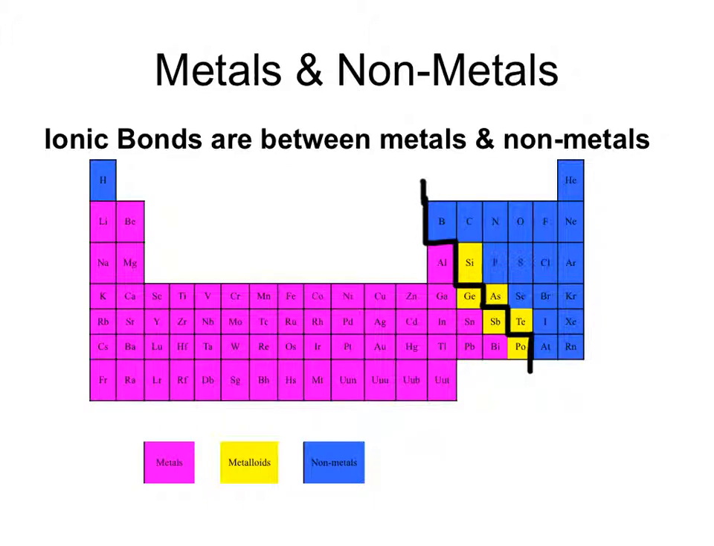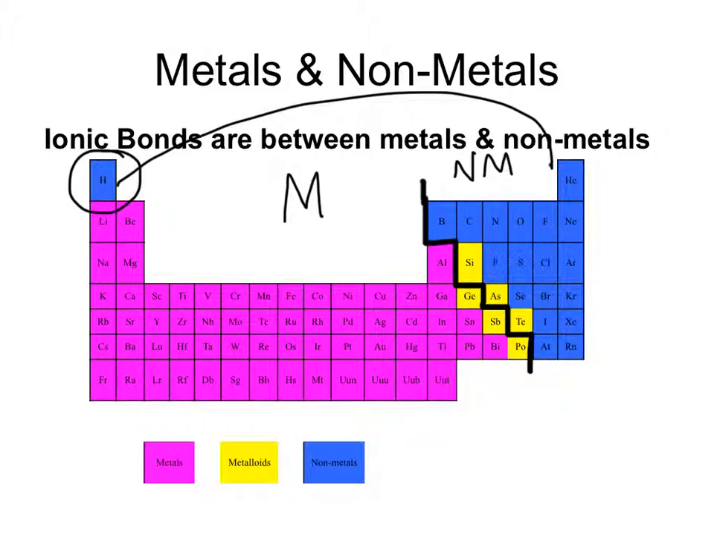Remember, you can determine what kind of element you are looking at by using a periodic table. Any element to the left of the staircase line is a metal, and any element to the right is a nonmetal. I do want to point out at this time that hydrogen is on the wrong side of the table. It really is a nonmetal.